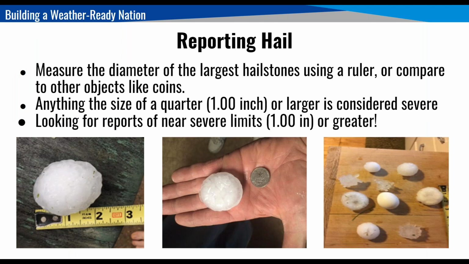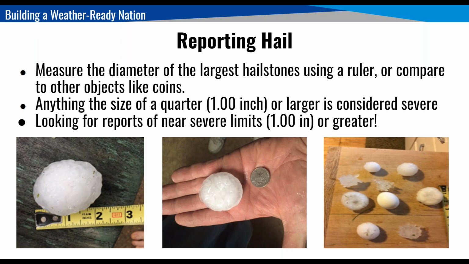So when reporting hail, these are some images here of various reports that we've received over the past couple of years. These are good reports. This is what we're looking for. Whether it's taking out that ruler and showing us what that size is by measuring it, or comparing it to the objects that we recommend you compare to. We share graphics often that focus in more on this. And we're typically going to be looking for things of quarter size, 1 inch or larger.